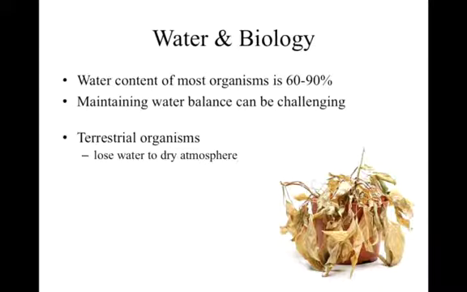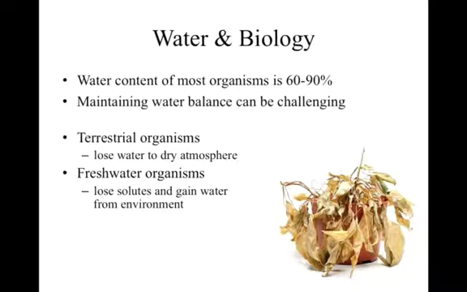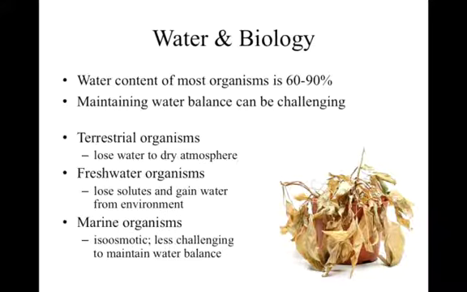With terrestrial organisms, water balance can be challenging because they tend to lose water to a dry atmosphere. There's just not as much water in the air, and so they're constantly losing water out to the atmosphere. With freshwater organisms, you might think, oh, everything's good, there's tons of water. That's true, there is tons of water. That's actually part of the problem. Freshwater organisms struggle because they tend to lose solutes and gain water. So they're getting too much water from the environment at the expense of losing solutes.